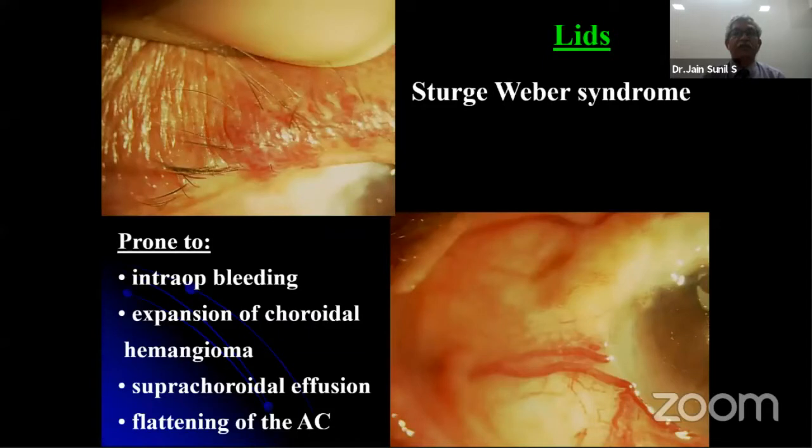When you look at the lid, you could have these hemangiomas, and when you look at the sclera and episclera, you could have prominent ropey vessels, which indicate Sturge-Weber syndrome. One has to be aware because these patients are prone to intraoperative bleeding and suprachoroidal effusions.